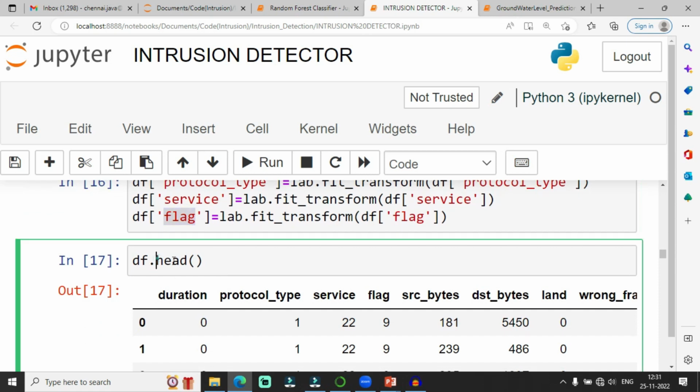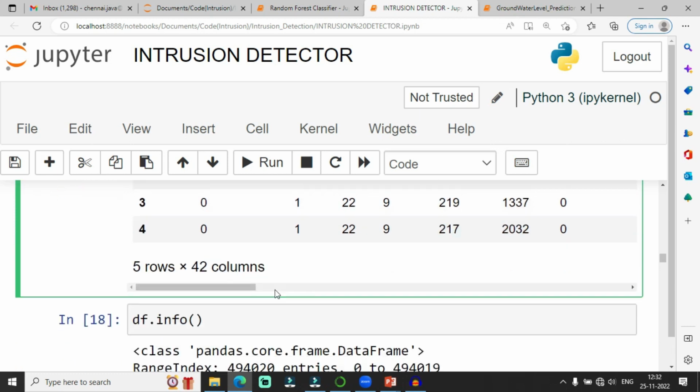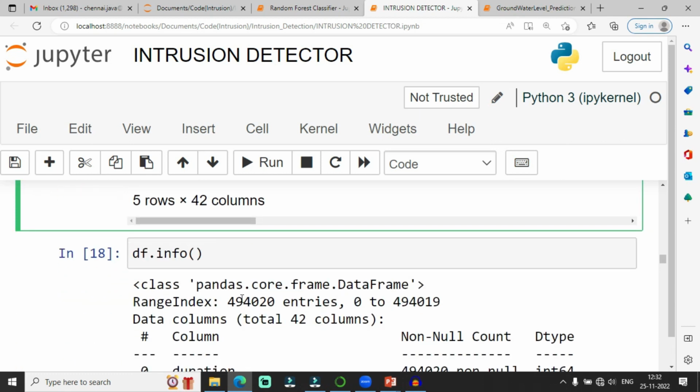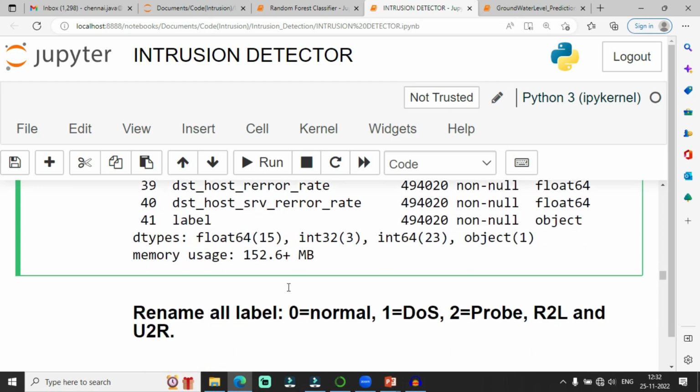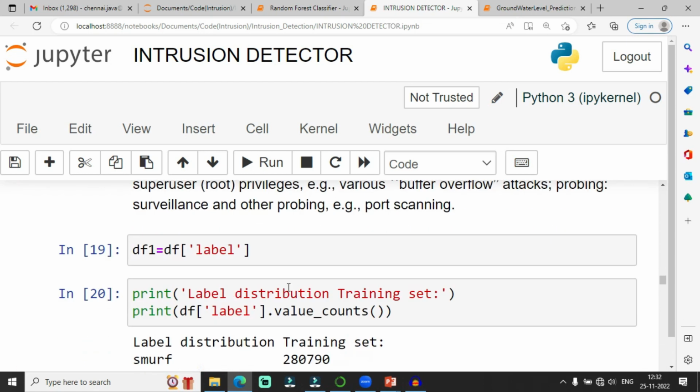And the df.head function provides the head of my data frame, the first 5 rows of my data frame. And the df.info function provides information about my data frame, so what are all the different data types of the columns present in my data frame.